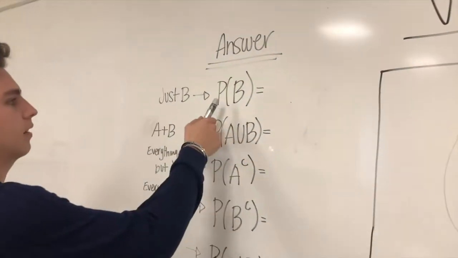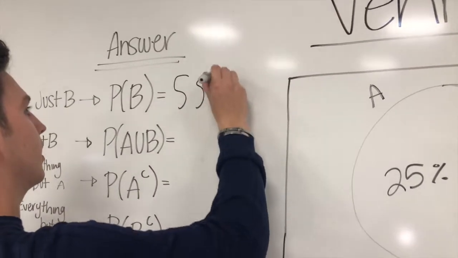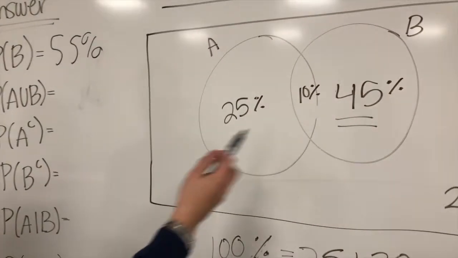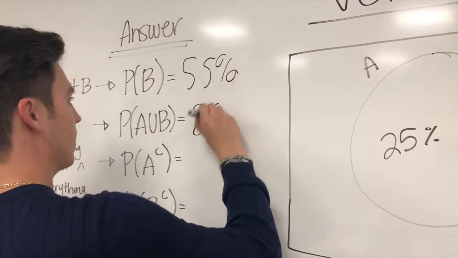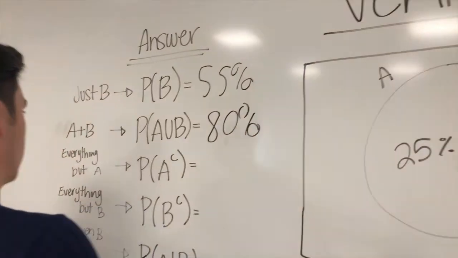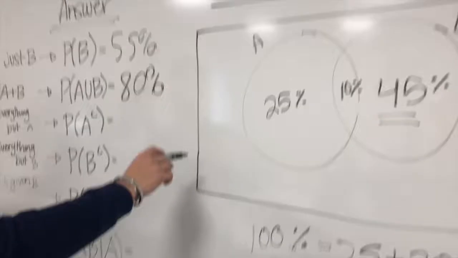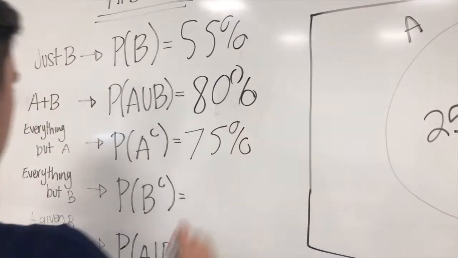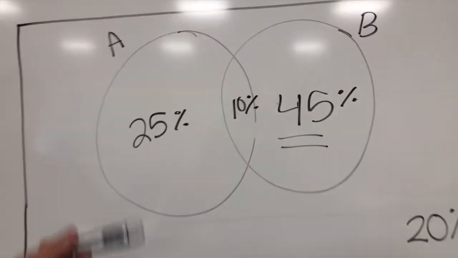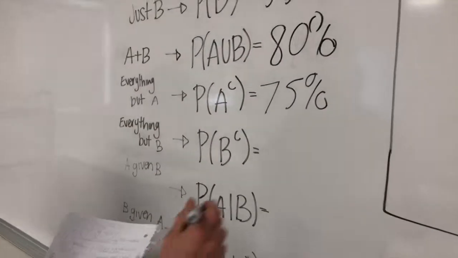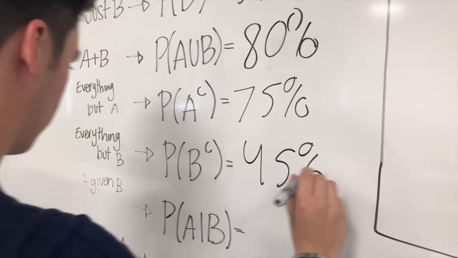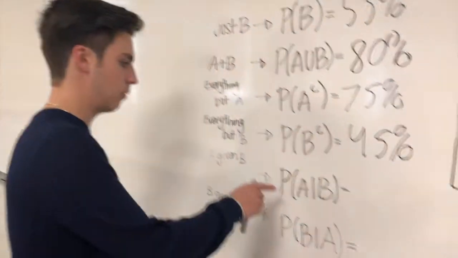We will have to find only the B in the equation, would be 55%. And then in this one we have to find the A plus the B, which in this case would be 80%. Now everything but the A, it would be 75%. And everything but the B, so in this case it would be 45%. And now Ana Sofia will explain the last two.